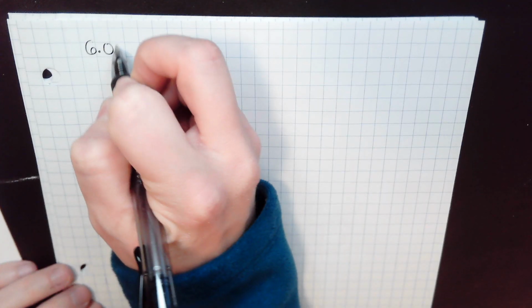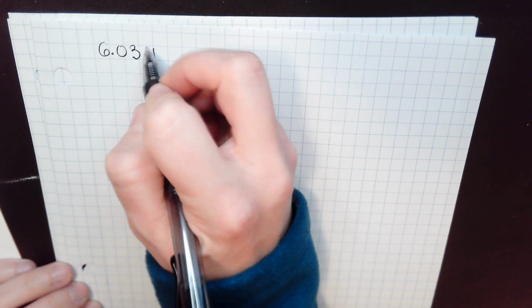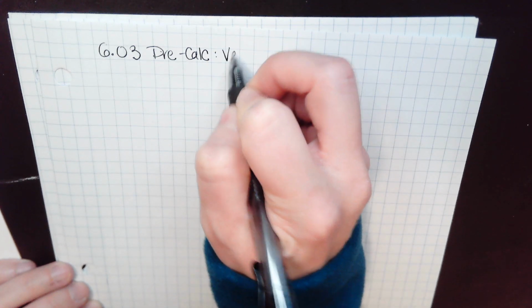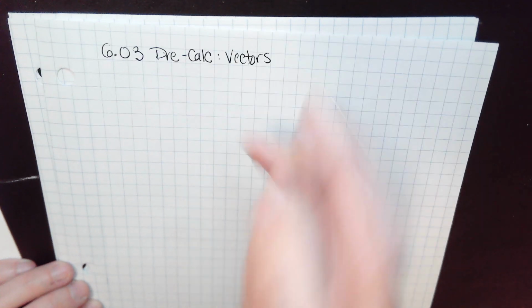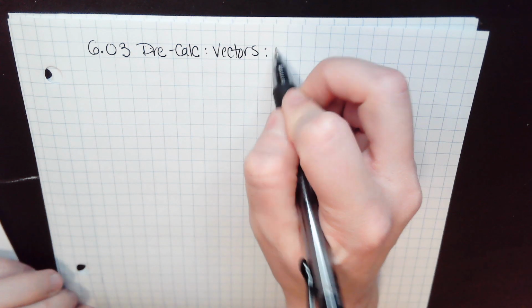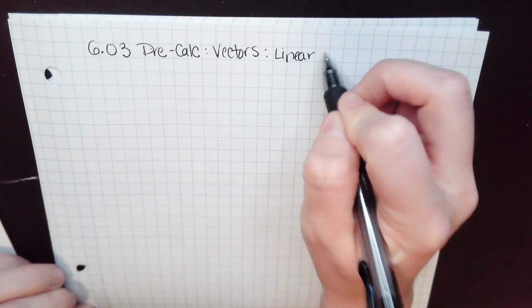Hello, we're on 6.03 for Pre Calc today, and we're going to talk some more about vectors. We're going to do linear combinations and angles.